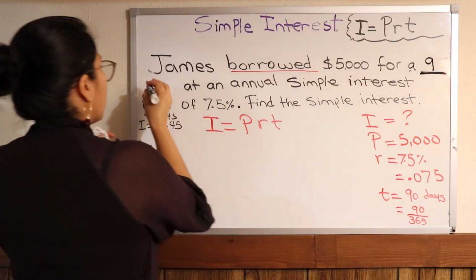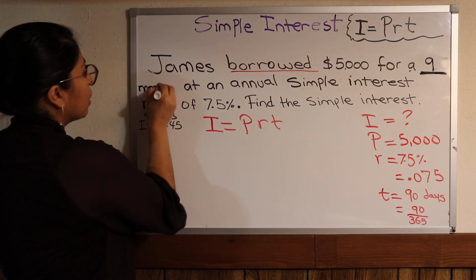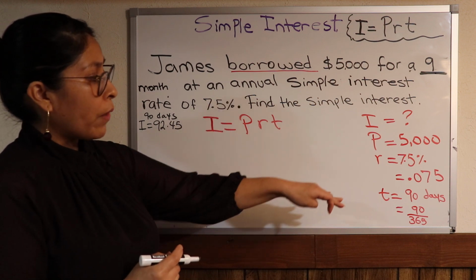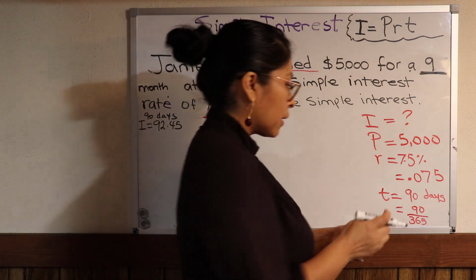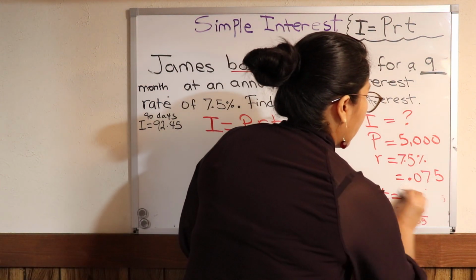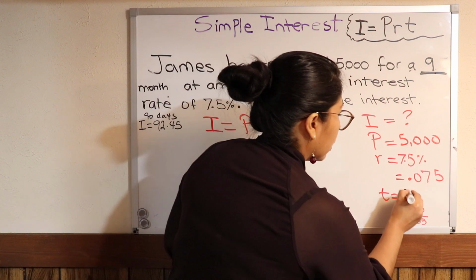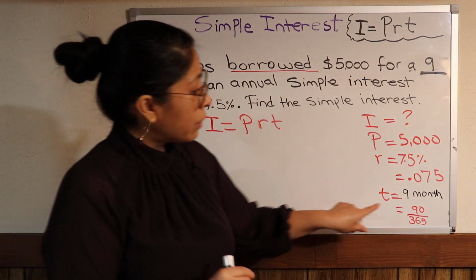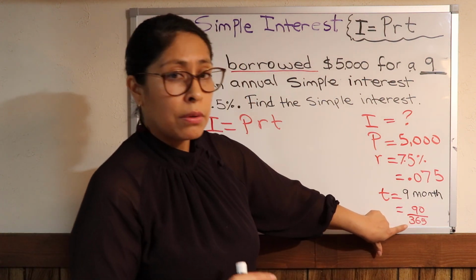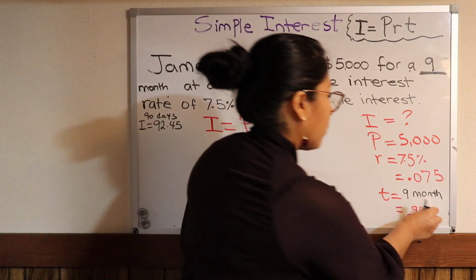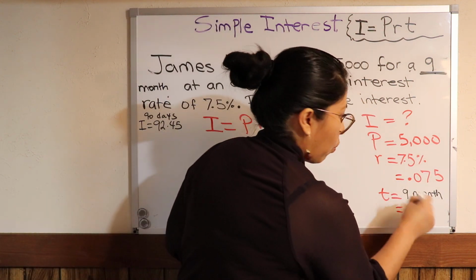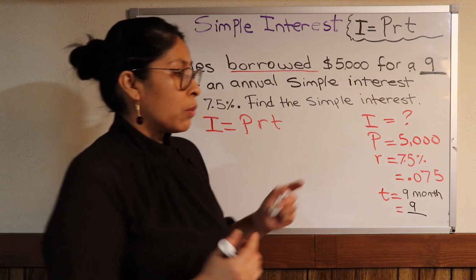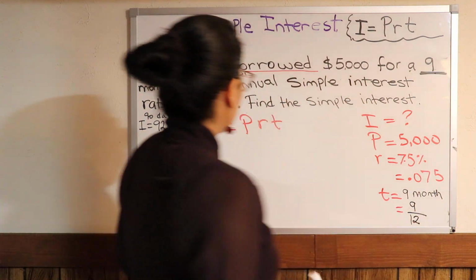This is 9, and now the days, I'm going to change it for months. So again, we're going to get the same information, 5,000, 7.5, but instead of 90 days, I'm going to change it for 9 months. And what happened here? Again, remember that we have to change the time to years. So it's going to be 9, what you have here, and then divided by the number of months we have in 1 year, which is 12. Right here, so we have that.